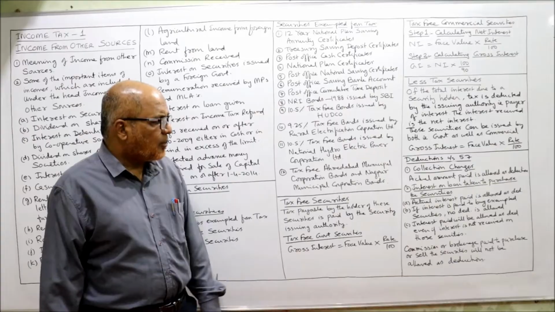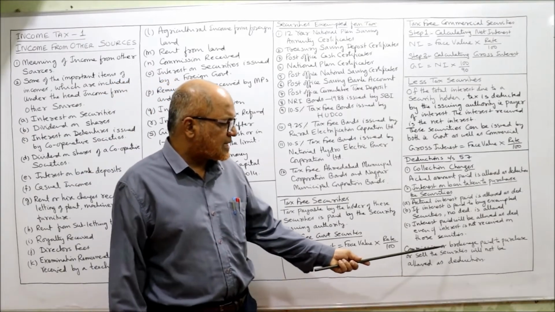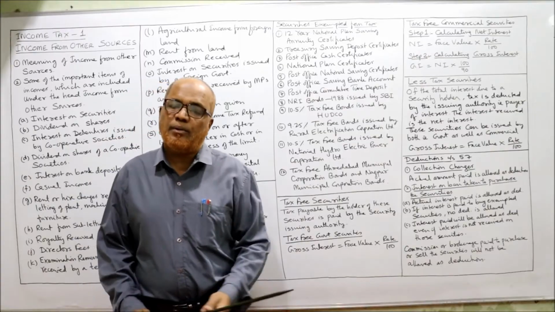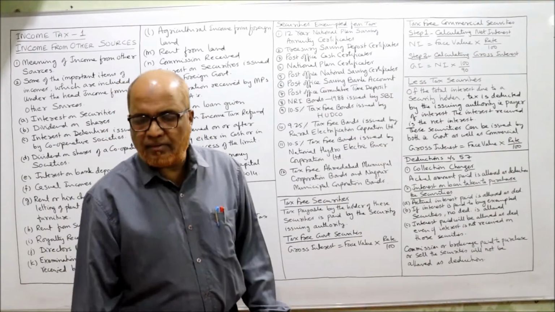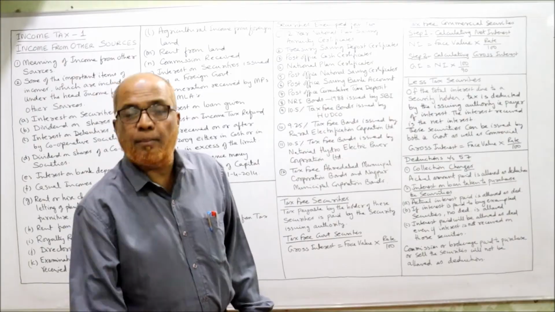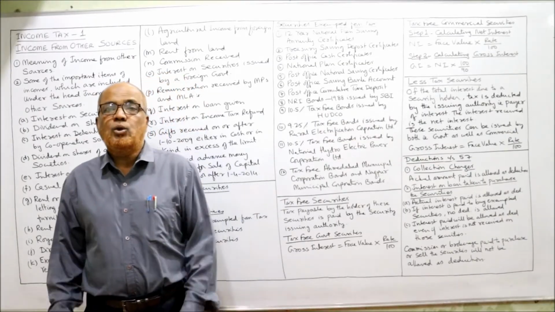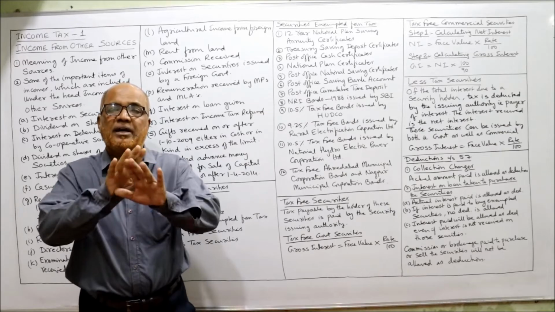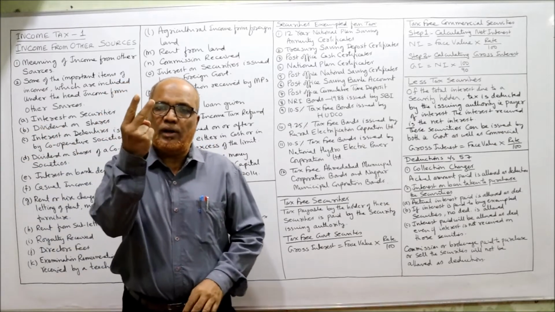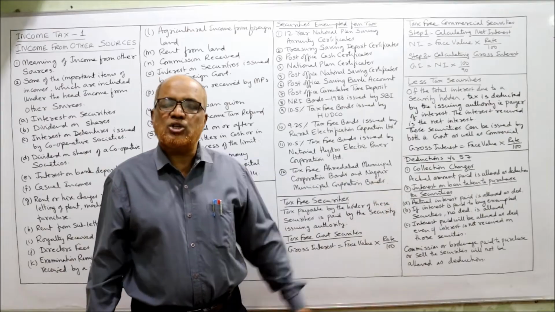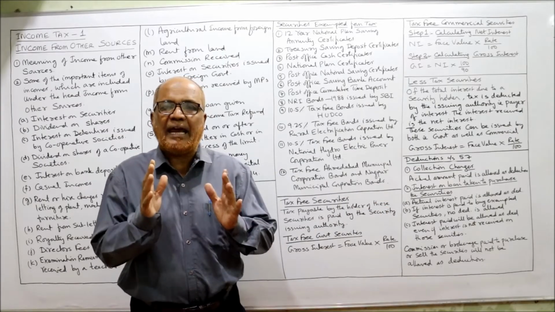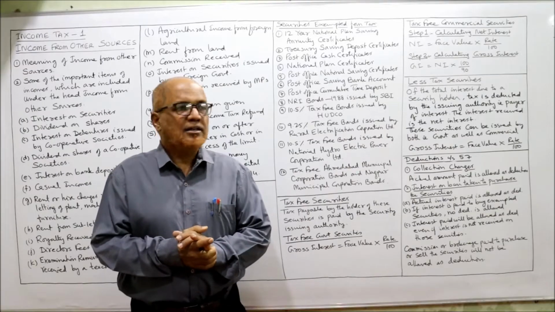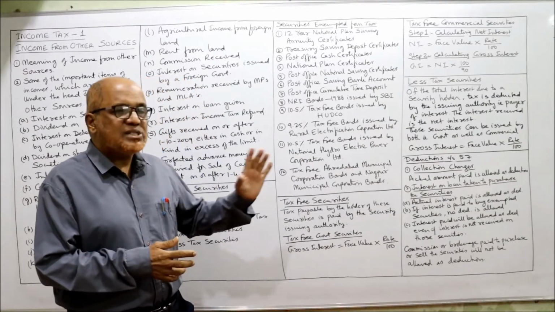Now, commission or brokerage paid to purchase or sell the security will not be allowed as deduction. This point you have to remember while doing the problem. In the problem it will be given commission or brokerage paid by the assessee to purchase or sell the security. That brokerage or commission paid is not allowed as deduction. Only two deductions are allowed, that is collection charges and interest paid on loan taken to purchase the security. That's it. So we have completed up to the security part.